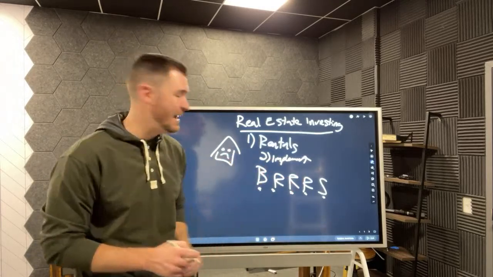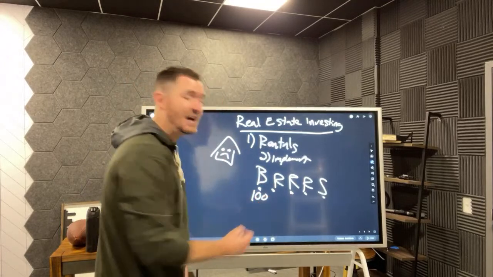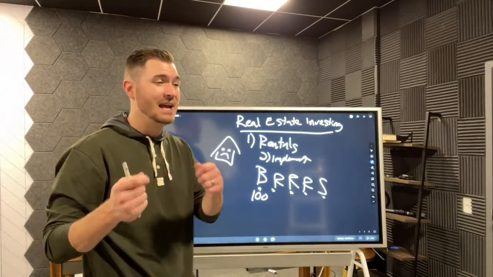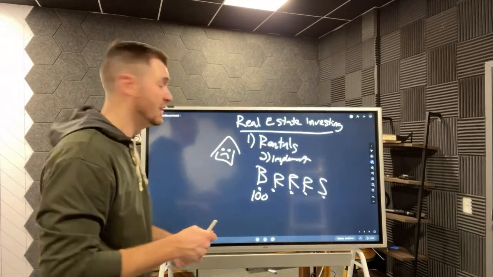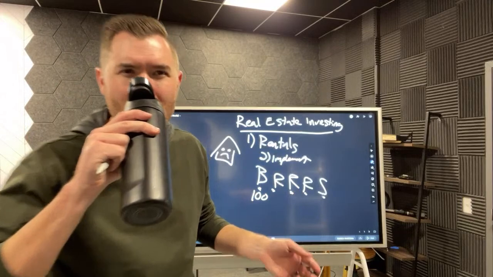So buy, rehab. What I did recently was get a distressed house under contract for $100,000, meaning I have a contract signed. I'm going to buy this for $100,000 in a month probably.